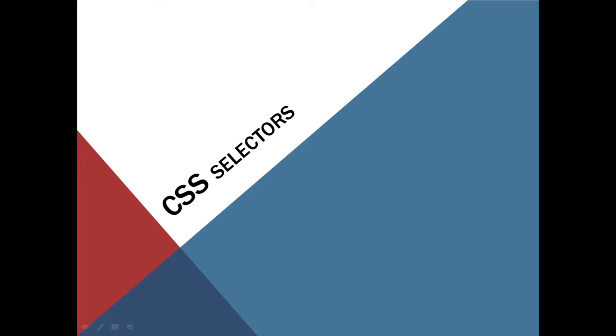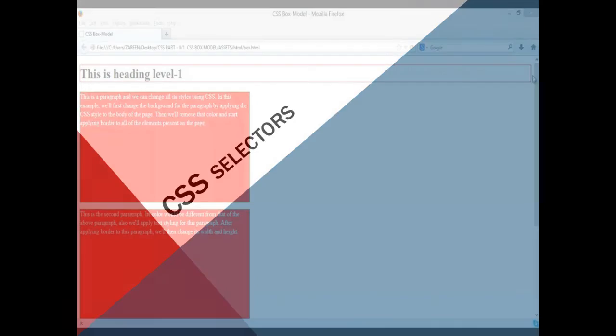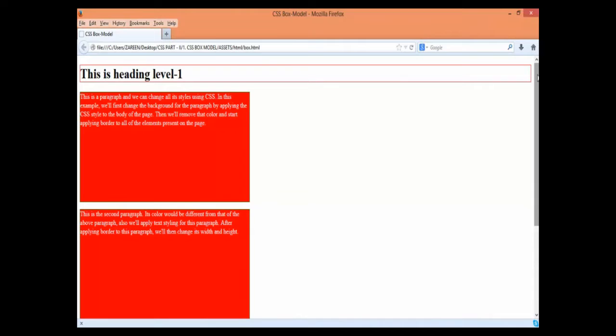Let's revisit the page we created in the previous video. We see that all the paragraphs have been colored red. Now suppose we want to change the background color of the first and second paragraph from red to green, and at the same time we want the color of the third paragraph to stay red.